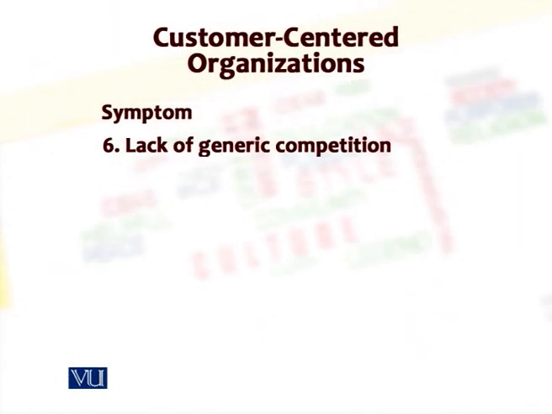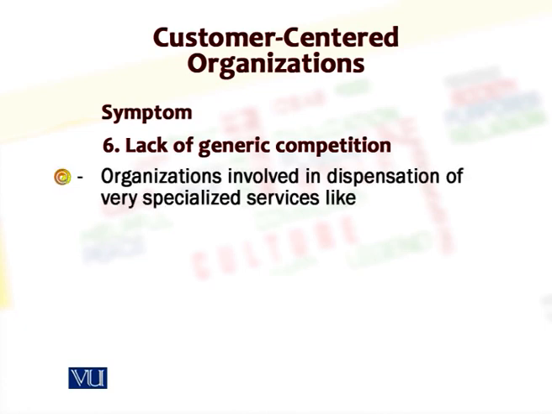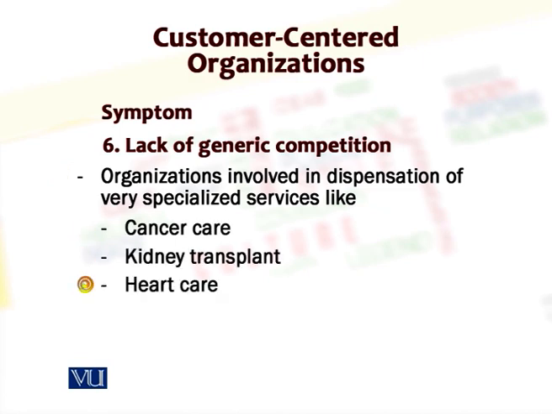The last and the sixth point of comparison between organization-centered organizations and customer-centered organizations is what they call lack of generic competition. Now, this is a mindset of those marketing managers who work for organizations that offer a very highly specialized service, for example, service in the area of cancer care, kidney transplants, heart care, and so on and so forth. These managers seem to think they are offering a service which is very complicated and very sophisticated, and therefore they are putting together programs which are second to none, and therefore there's no competition.